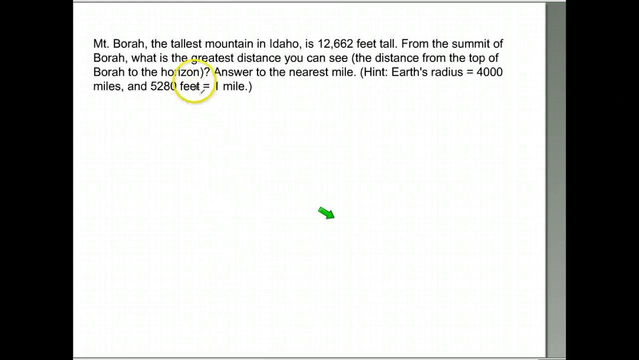Okay, so here's an example. Mount Bora is the tallest mountain in Idaho, and it's 12,662 feet tall. From the summit of Bora, what is the greatest distance you can see? They consider that to be the distance from the top of Bora to the horizon. Answer to the nearest mile. Their hint is that the Earth's radius is 4,000 miles and 5,280 feet are a mile.